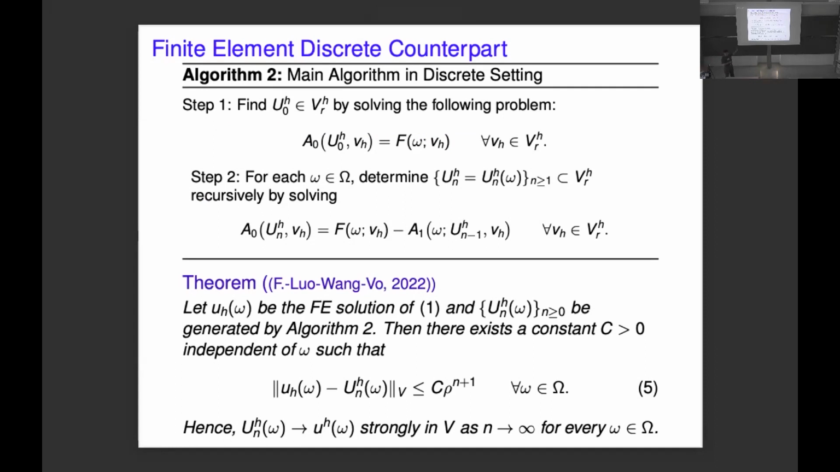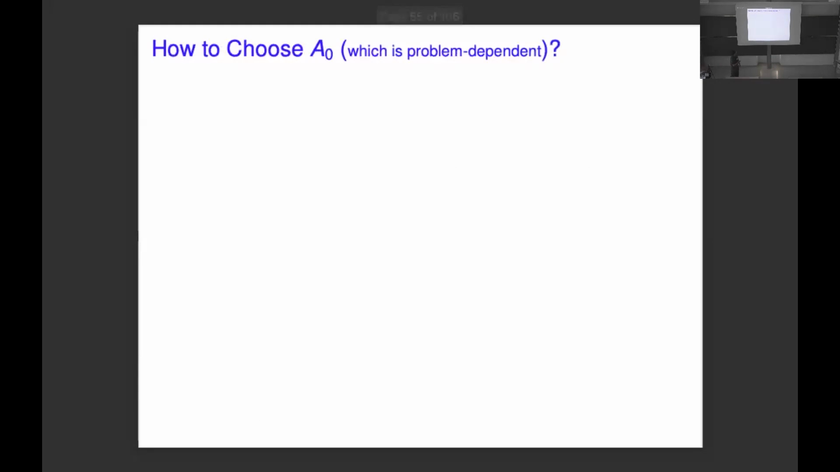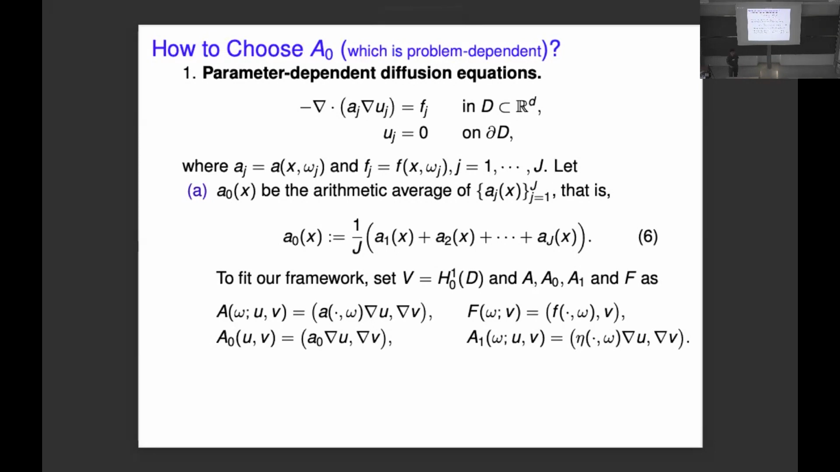The same thing: just discretize, and the finite element converges at the same rate. Now you converge to the finite element solution for the global problem, and you compute this. Okay, so how to choose the A0? That's the key for the application. Again, it is problem dependent. And here they give two examples.